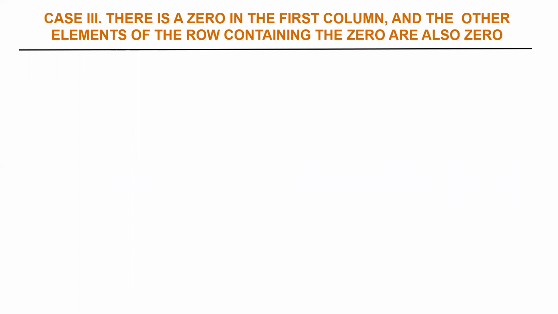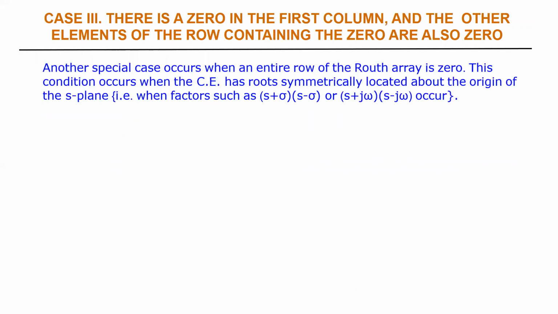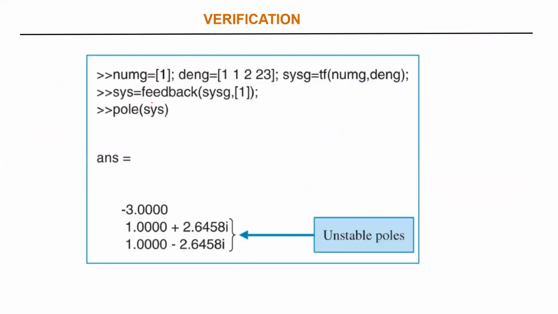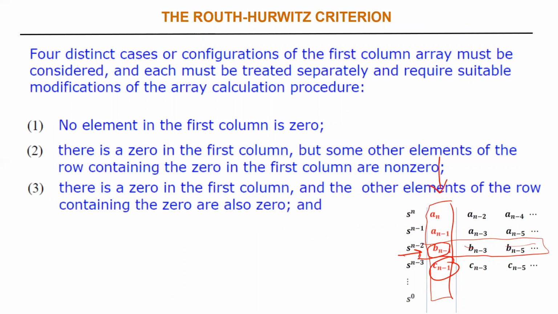Now, let's have a full row of zeros. The entire row, one of the rows before the last, is going to be 0. So in this case, we will be having roots symmetrically. This row, let's say, all the elements are zeros. All zeros, not only the first element of the column. All of them. This is what we mean.